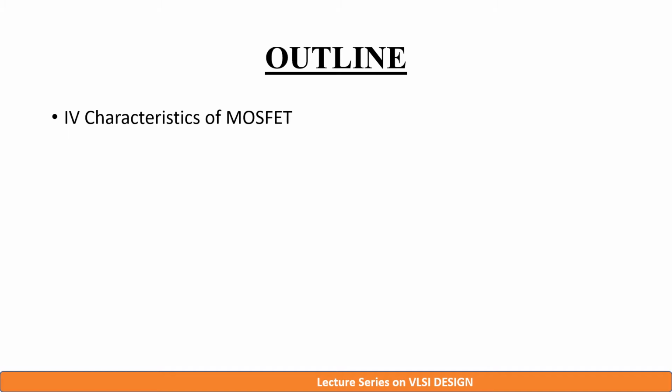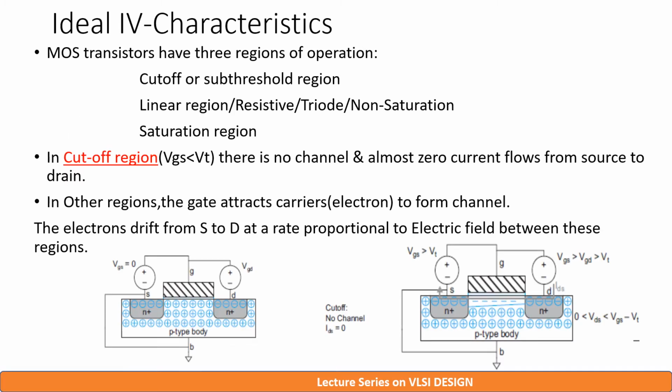In this lecture, we'll study the IV characteristics of a MOSFET. As discussed in the previous lectures, MOSFET operates in three regions: cutoff or subthreshold region, linear region or resistive region, or triode or non-saturation region. And the third region of operation is saturation region. Cutoff region is when gate voltage is 0 or less than threshold value. So there is no channel formation, hence zero current flows from source to drain.